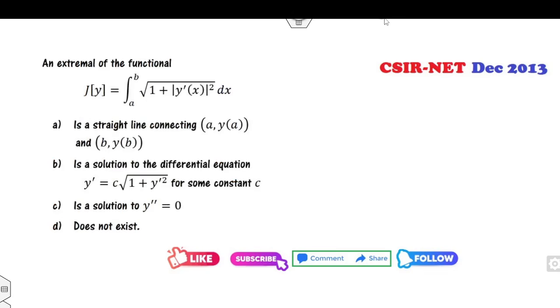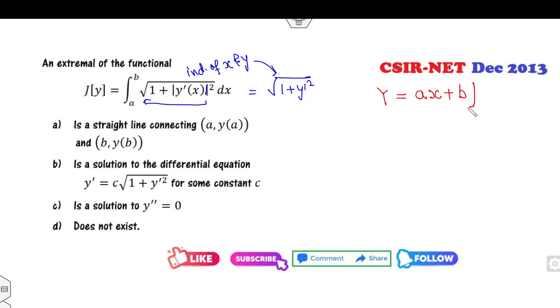Okay, look at this another one. The extremal is given. You can see this function is independent of x and y because this is the modulus value and it's a square. Because the square is always independent of x and y, what will be my solution? The solution will be y is equal to ax plus b.